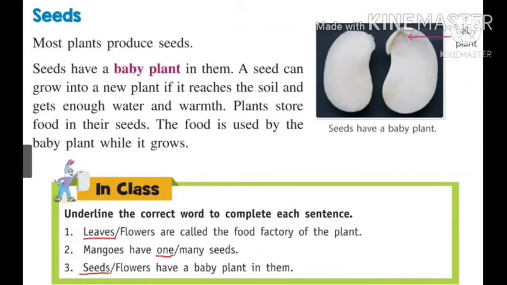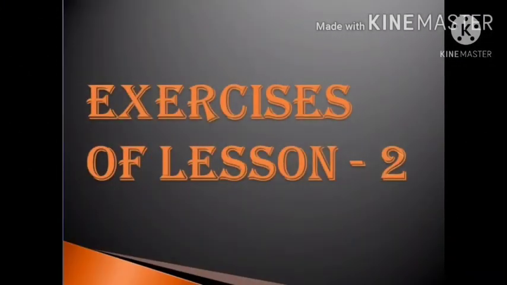Now let's have an exercise. What you have to do here is underline the correct words to complete each sentence. Leaves are called the food factory of the plant. Mangoes have one seed. Seeds have a baby plant in them.